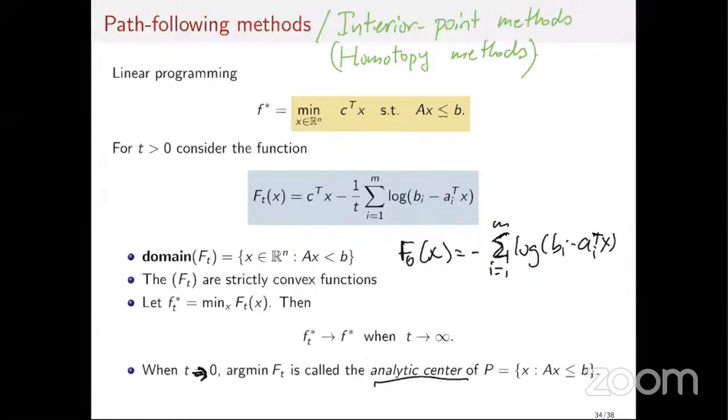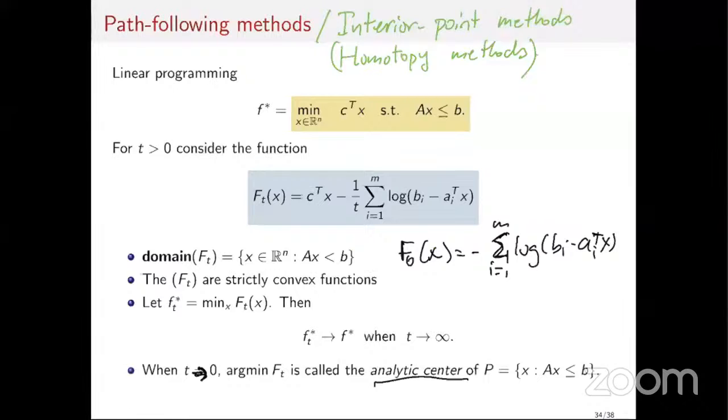What is the advantage of using log to define ft and not any other function? The reason is that we have a very good analysis of this barrier function involving the log. It's a self-concordant function, and we have a very good analysis of the behavior of Newton's method for this function.